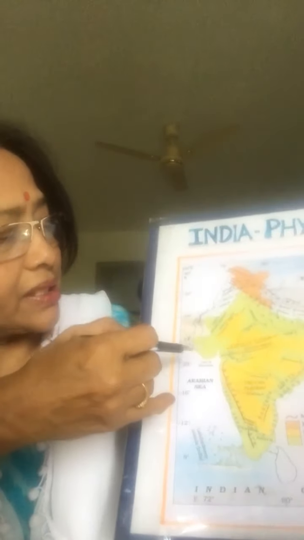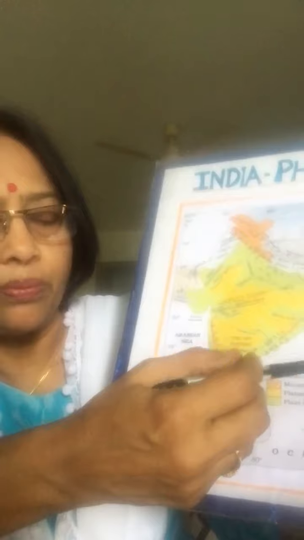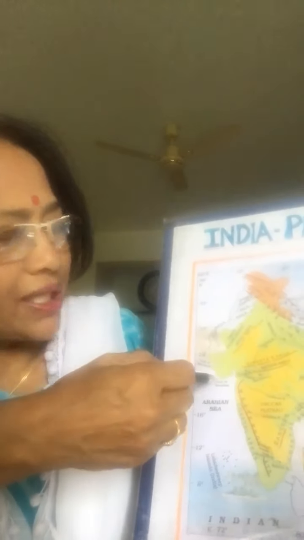Now, let us see what is a gulf. Do you see this area, children? Here, this area, and also this area near Gujarat. A gulf is an arm of the ocean or the sea. Now, when I spoke about bay, one thing you should realize is this is called the Bay of Bengal, and this is called a gulf.